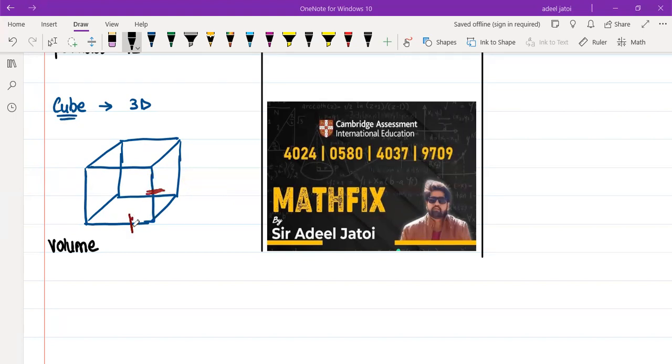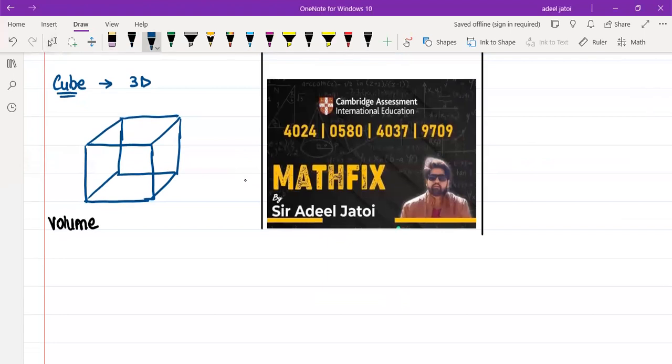Because all the lengths are equal, the height itself is also L. So base area, L square, multiplied by L will be L cube. So can we just say your volume is basically base area into height. At the moment your base area is a square, so the area will be L square multiplied by the height, which will be L. So your volume will be calculated through L cube.